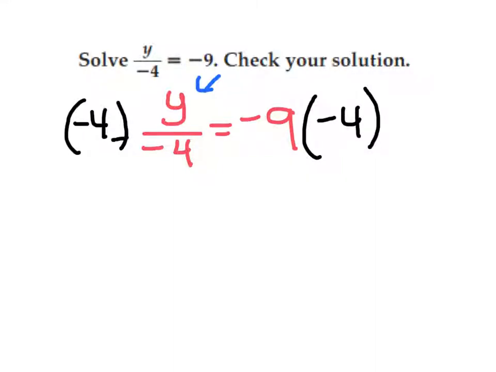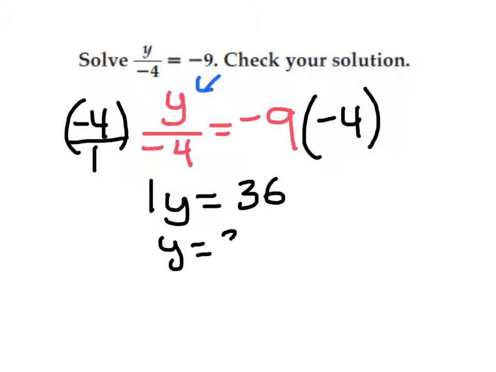Now notice that this is a reciprocal. Okay, and we know that when we multiply by reciprocals, it cancels out. Our multiplies to be 1. And notice that the y stays the same because we didn't get rid of the y, we got rid of the negative 4. And then we go ahead and multiply negative 4 and negative 9, and we get positive 36. So our answer is y is equal to 36. You can have the 1 in front of the y or not.